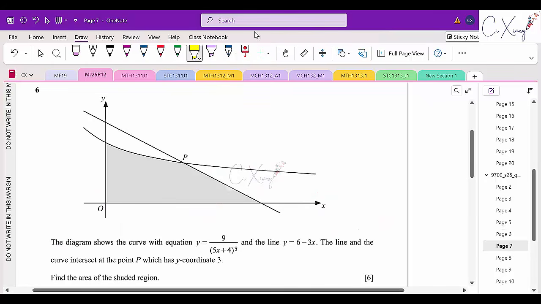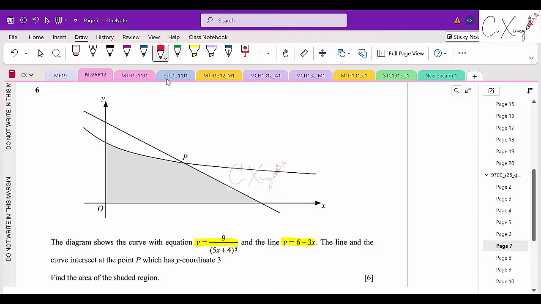Question number 6. The diagram shows the curve with this equation and also the line. I think it's quite obvious, right? This is the curve and this is a line. The line and the curve intersect at the point P, which has a y coordinate of 3. And now they tell you that at this intersection point, the y coordinate is basically 3. Oh, I can't draw it nicely, sorry. So you just use a ruler to draw it out. I just want to tell you that the y coordinate for the intersection point is the 3 here.